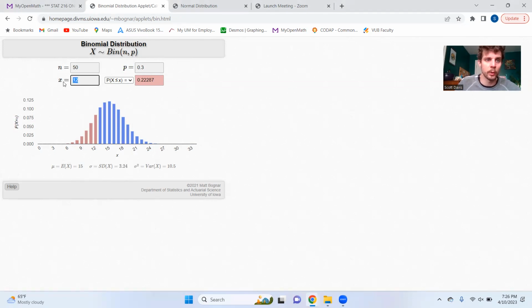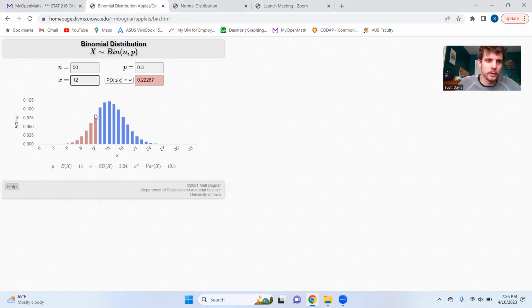What's the probability of 12 or fewer successes? It's highlighting all of the area or the different bars that we're adding together. We get about 0.22287. So with the normal distribution, we want to now find the probability that x is less than or equal to 12.